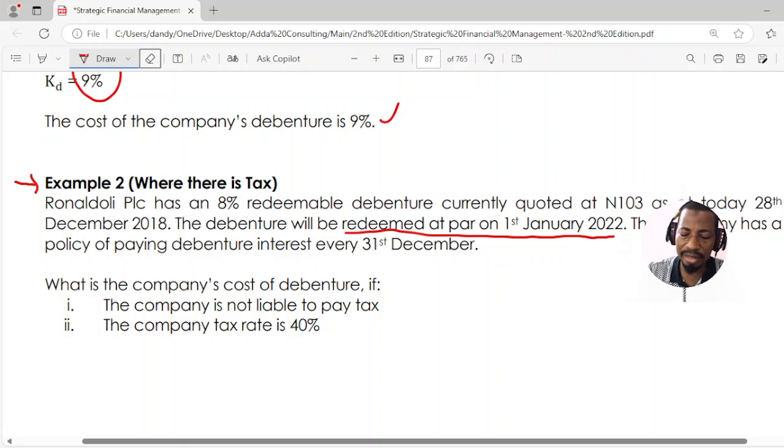So, like I said, the debenture will be redeemed in 3 years' time. Okay, in 3 years' time.